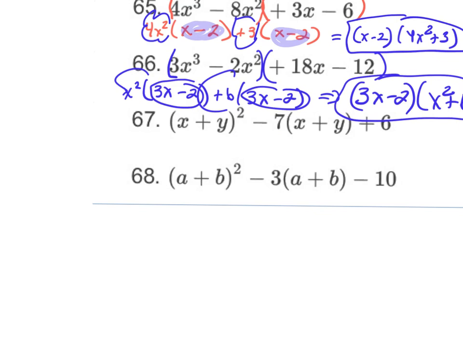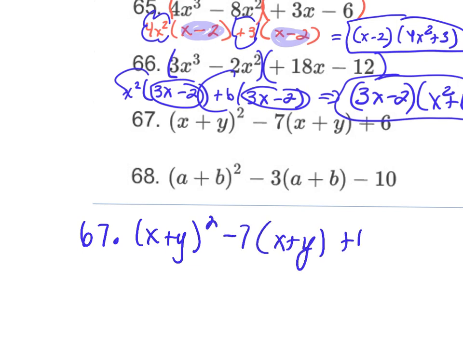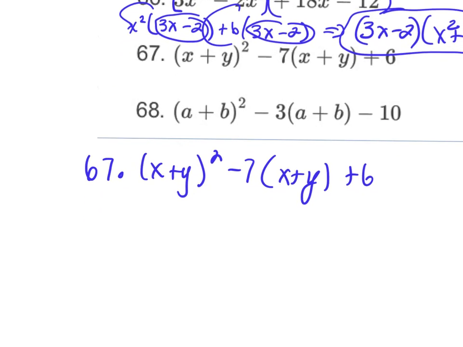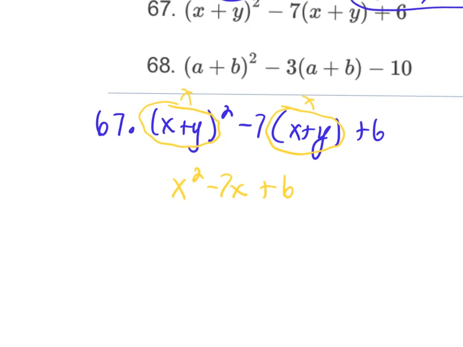67 and 68. The way that I would tell you guys to do this is I would rewrite this problem. I have x plus y squared minus 7 times x plus y plus 6. You can look at this as saying that this whole expression could just be an x. Because if I rewrote this as x squared minus 7x plus 6, you guys would say, oh, I can factor that easily. What times what is going to give me a positive 6 when I multiply, but a negative 7 when I add? That would be x minus 6 and x minus 1.